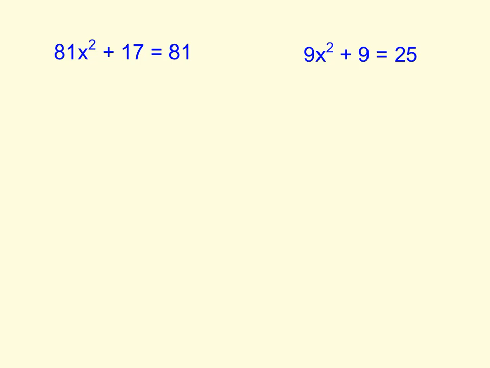All right, so these two examples have something even a little bit more different happening, so I want to make sure we know how to do this. Again, just solve for x. We're going to subtract 17 from both sides. So 81x squared equals 64. Then we divide both sides by 81 to solve for x.